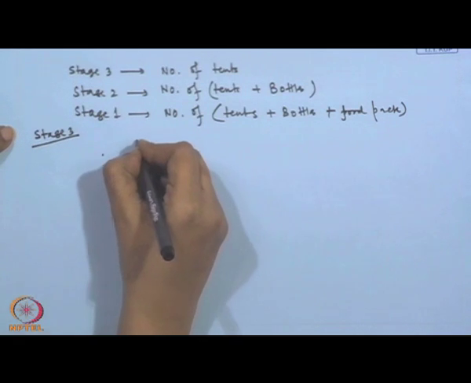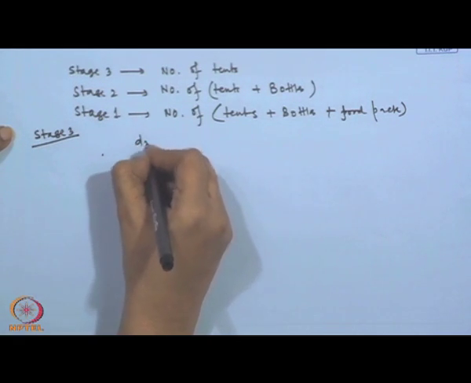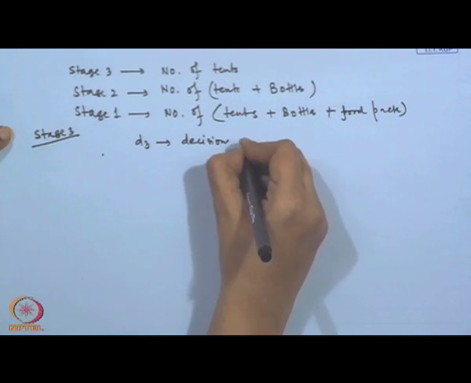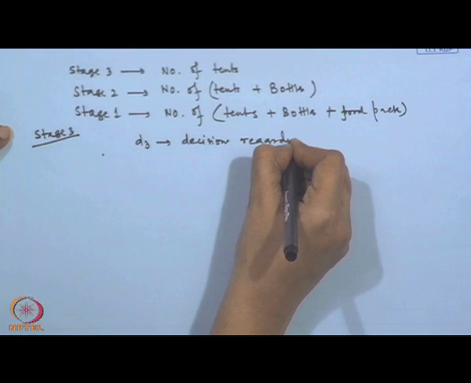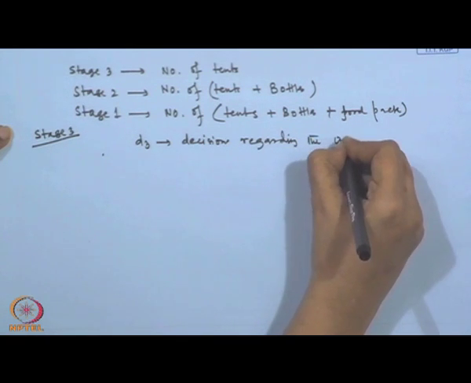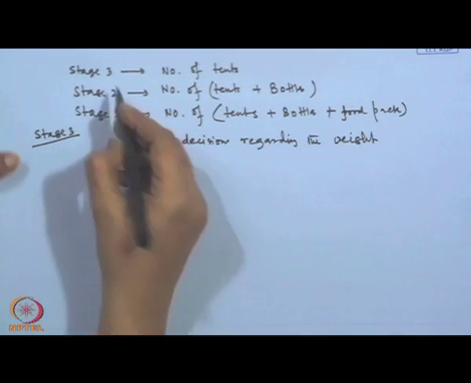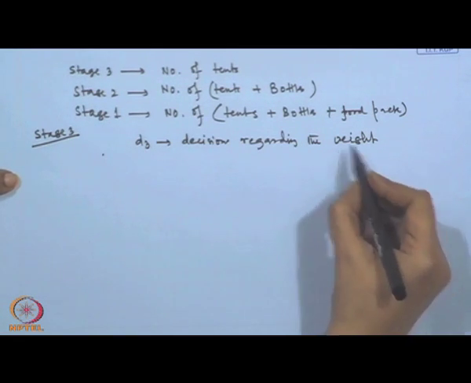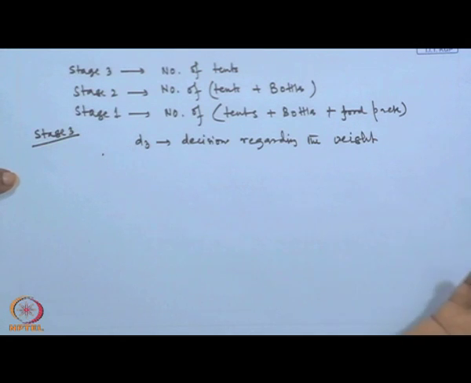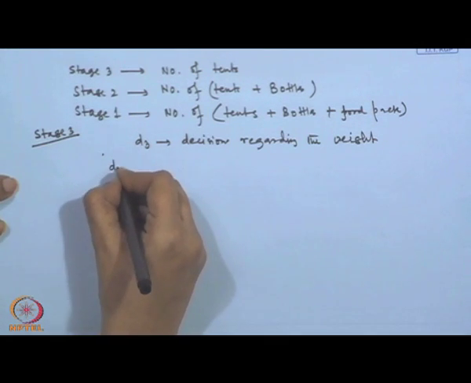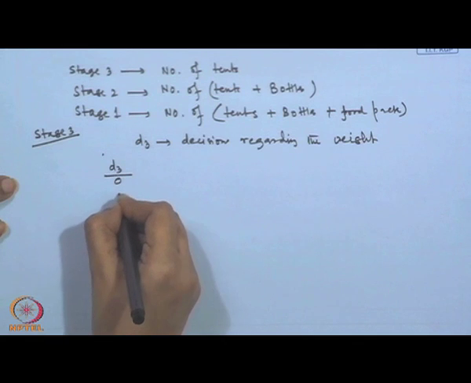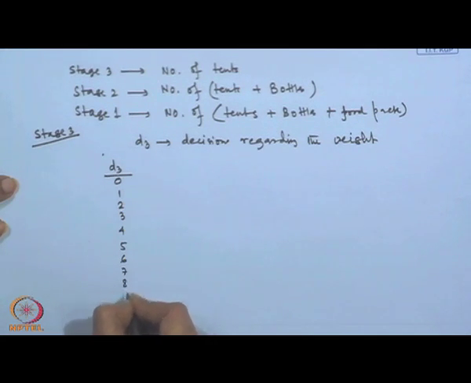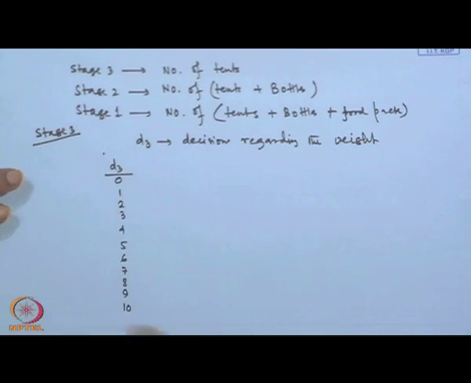If we consider a variable D3 about the decision regarding the weight, in stage 3 we have considered only the tent. That is why the decision about the weight of the tent can be from 0 to 10, any value. Thus, let me consider D3 as 0, 1, 2, 3, 4, 5, 6, 7, 8, 9, 10, alright.